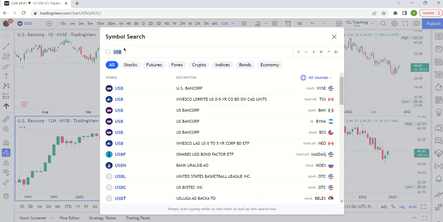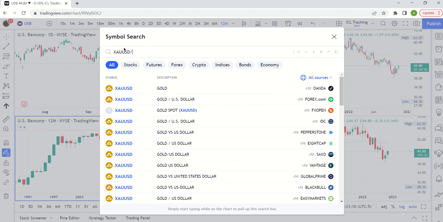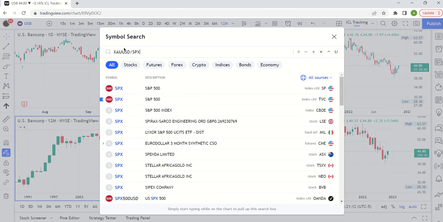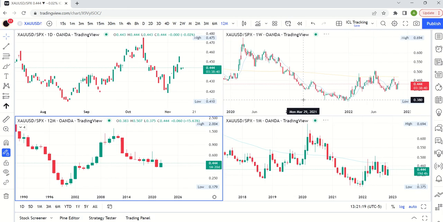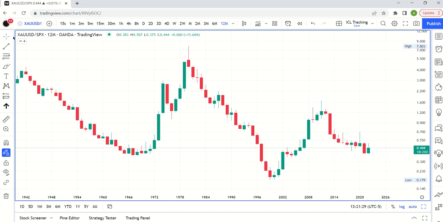The way that you access that is you type XAUUSD divided by SPX. I use the data provided by TVC, and then you just hit enter. Now we've got it. This is our usual setup: daily, weekly, monthly, and here this is the annual. We're going to zoom in on the annual. I'll take off the crosshairs.